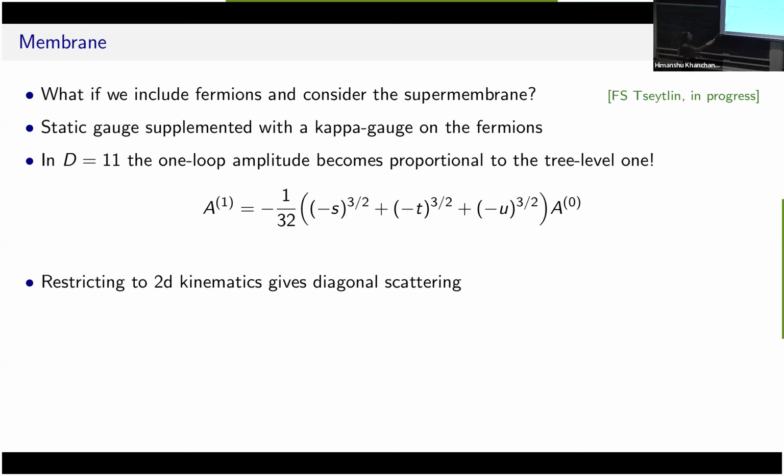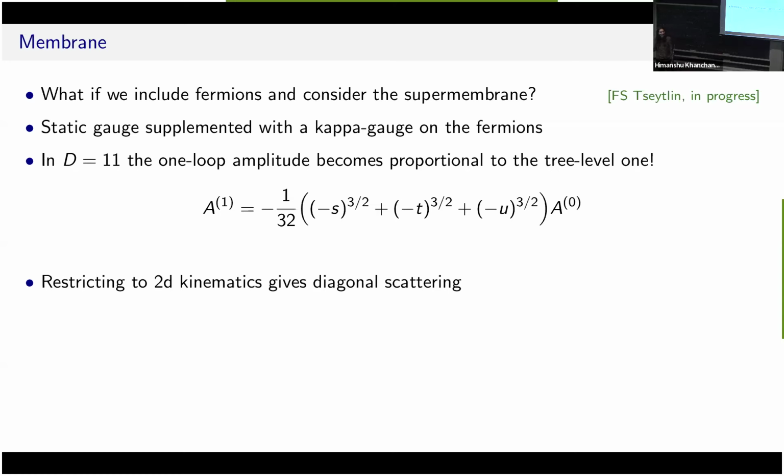And in fact, restricting to 2D kinematics in this case gives a diagonal scattering. For the tree level, we have seen the scattering was the same as for the string. So of course, when you start looking at just 2D kinematics, only the B coefficient will contribute and you have a diagonal scattering. And because it is proportional to this tree level case, this will still hold at one loop. So this is an interesting observation. We still need to understand what all this means. But I think it's nice that there are some simplifications that seem to happen in d equal to 11.